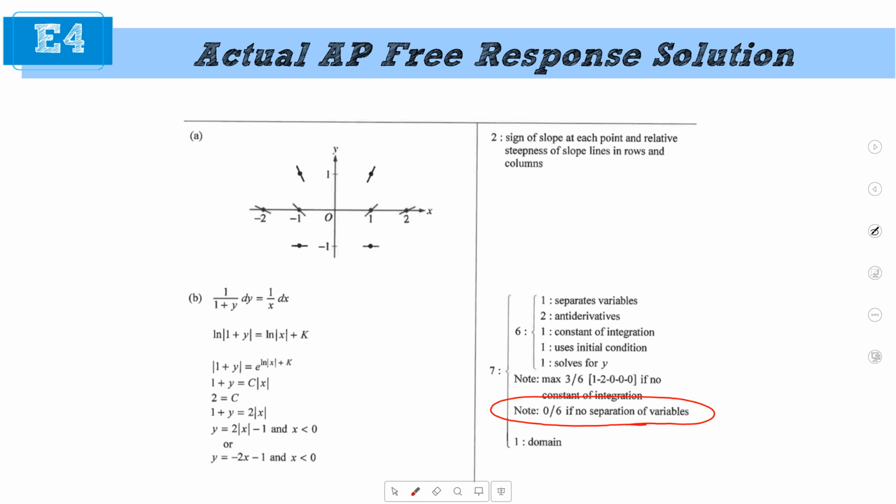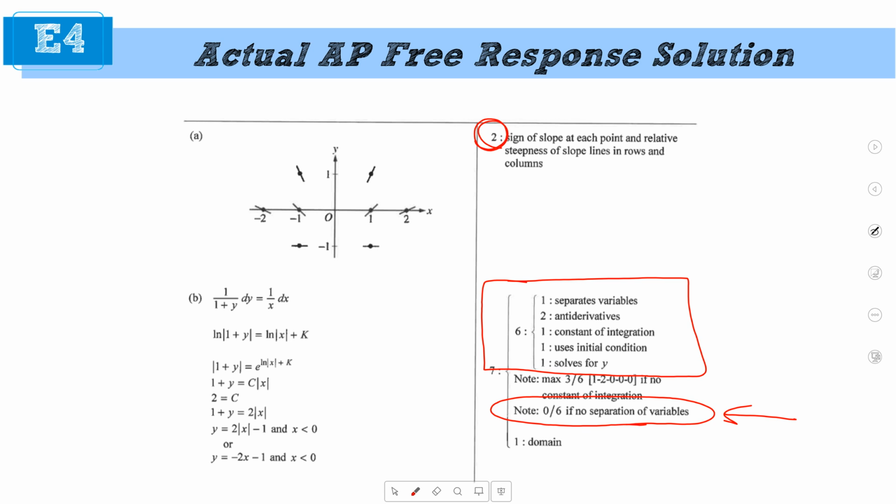So, knowing that that's worth 9 points, you get 2 points for drawing a bunch of dashes. That's pretty reasonable. And then this whole solution of the differential equation is worth 6 points. You'll notice the note. If you don't separate the differentials, they're going to give you 0 on it. Which is why you need to be sure to separate the differentials.